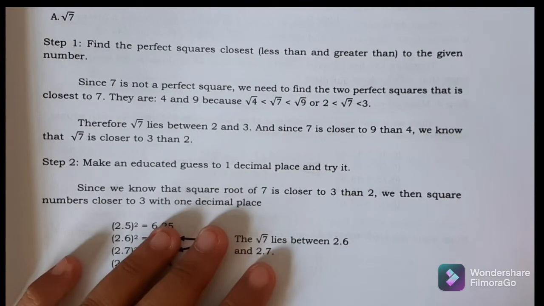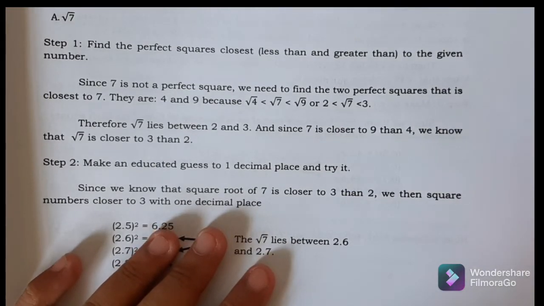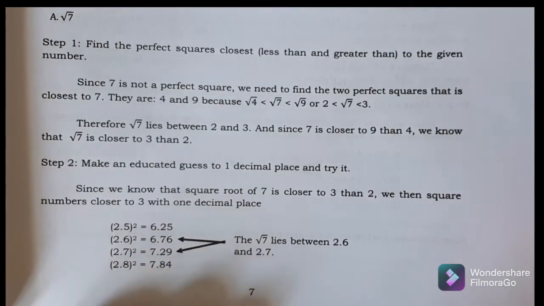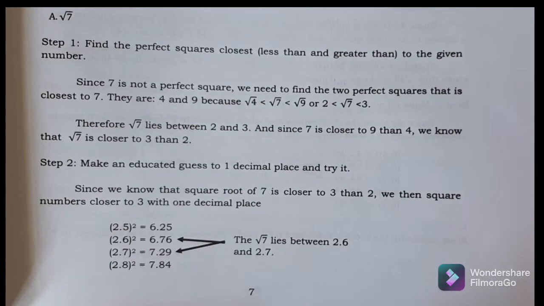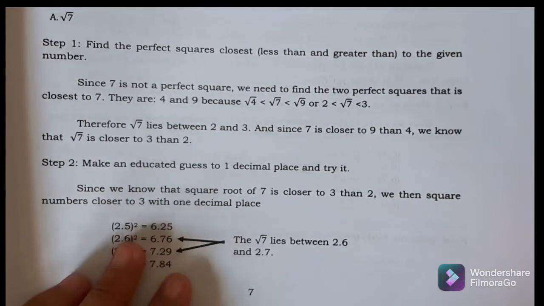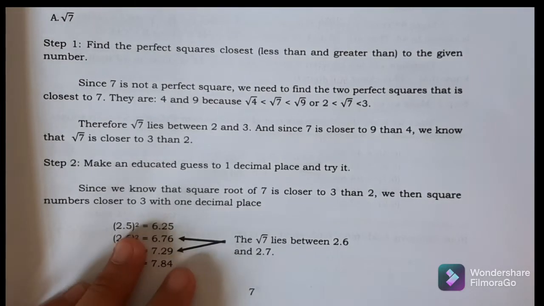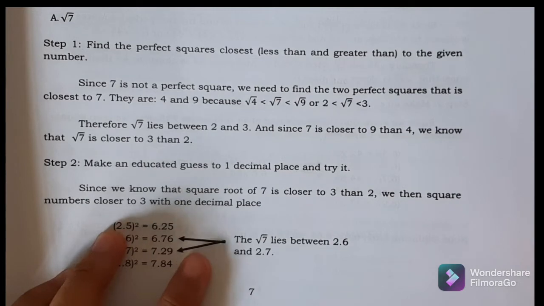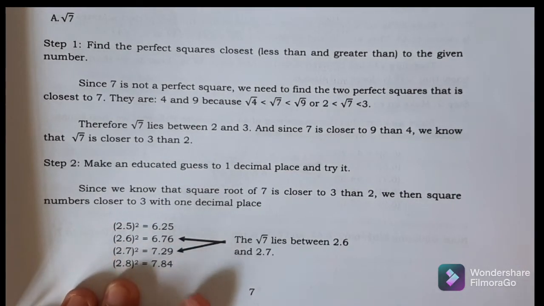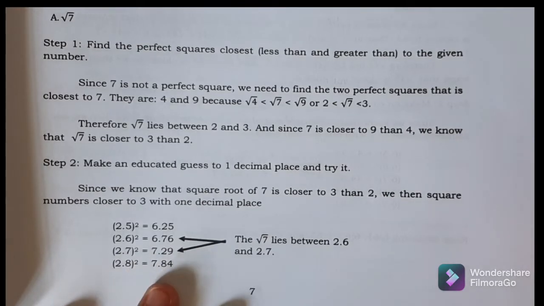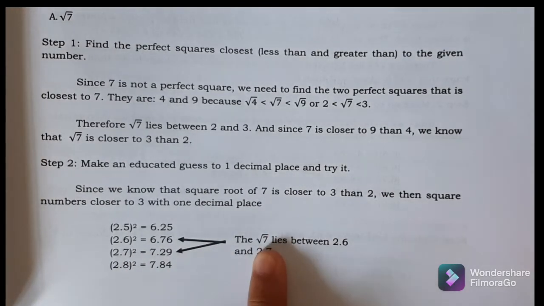So since we know na ang square root of 7 is much closer to 3 than 2, then ang gagawin natin kasunod is square numbers closer to 3 with one decimal place. So ito magta-trial and error tayo. Okay? So for instance, mag-i-start tayo sa 2.5 raised to the power of 2. Then so on and so forth hanggat mahanap natin yung pinaka-closest, pinaka-malapit sa square root of 7.